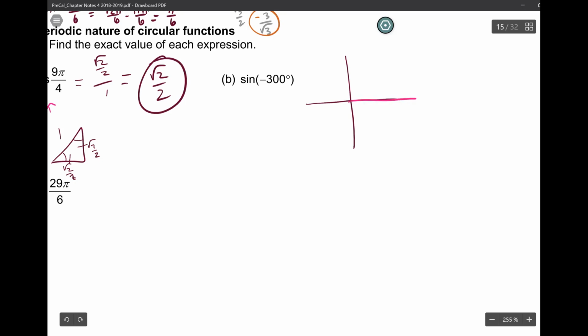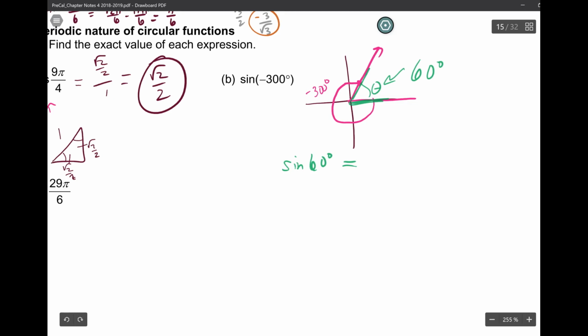So negative would mean you're going down. So this is negative 270 and plus the 30 right here. So that's how I know how far to go. So this is negative 300 degrees. I need to find my reference angle. Well, I know the total degrees in a circle is 360. If I've gone 300, this angle has to equal 60 degrees. So let's go ahead, let's find sine of 60 degrees.